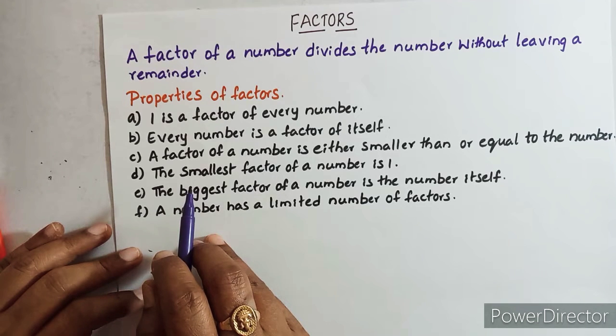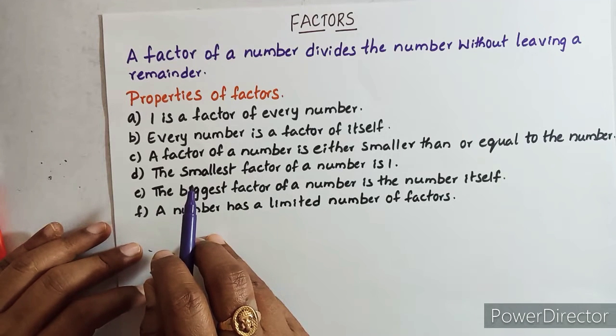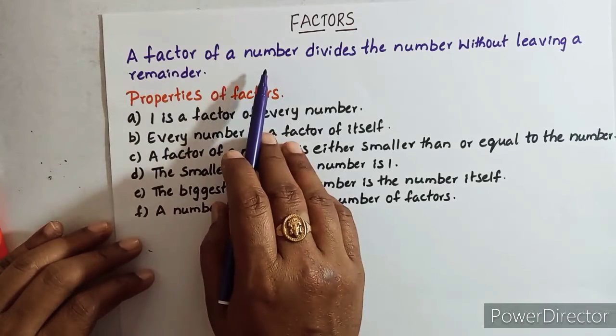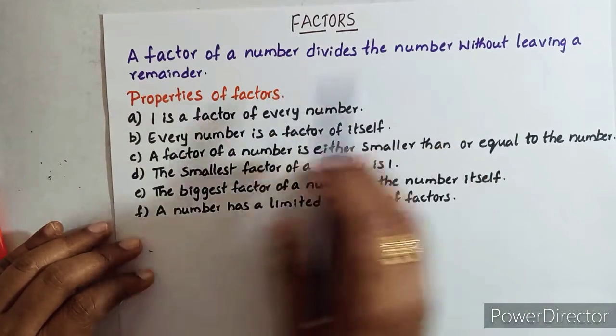Last video we learned about how to find multiples of a given number. In this video we are going to discuss how to find factors of a given number. So first of all, what is a factor? A factor of a number divides the number without leaving a remainder.